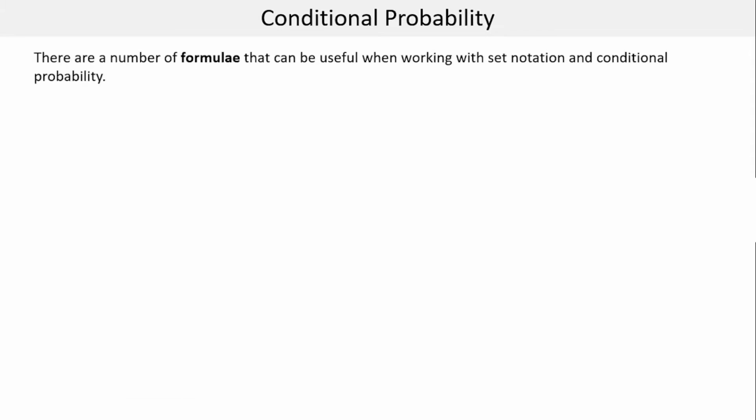So we're back to look at conditional probability, and what we want to look at now are some of the formulae that can be useful when you're working both with conditional probability and set notation. Some formulae that might be shortcuts to the working out you're trying to do. So, first formula I want to introduce you to is the addition formula.